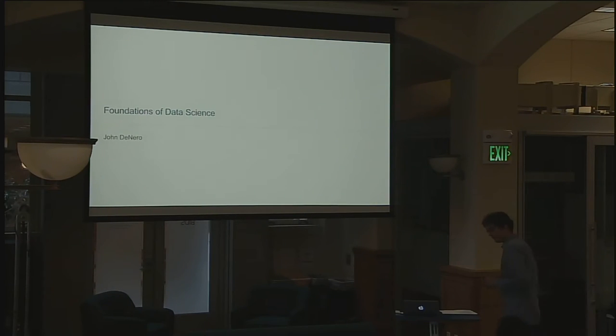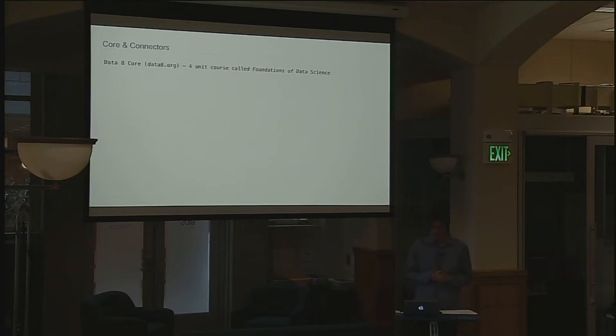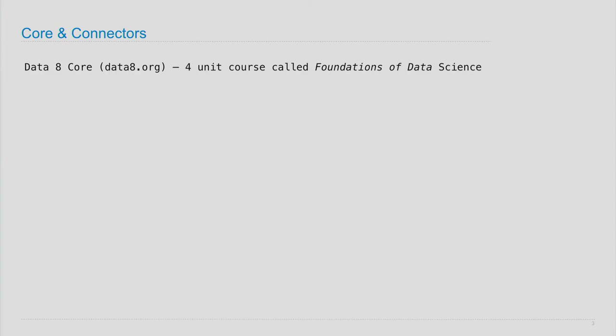OK, so here's the structure. It's quite unusual, but it's working wonderfully. There's a core course, and then there's a bunch of connector courses. The core course, which we call Data 8, is a four-unit course. Everybody takes the same thing. It's a lecture-based course called Foundations of Data Science.